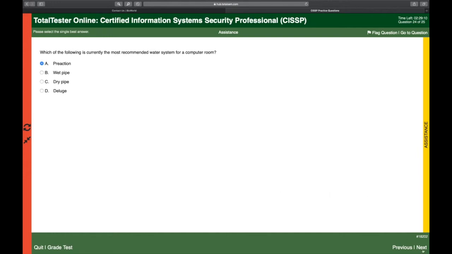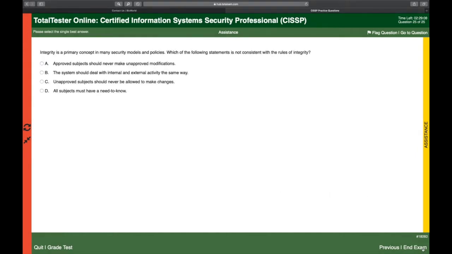Yep. All right. Good stuff. Thank you. Last one, 25. Integrity is a primary concept in many security models and policies. Which of the following statements is not consistent with the rules of integrity?